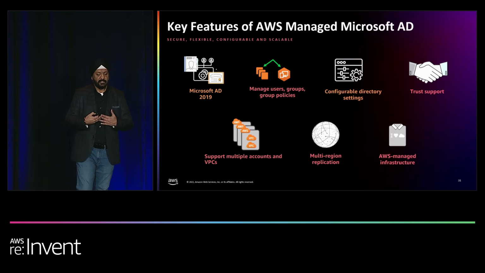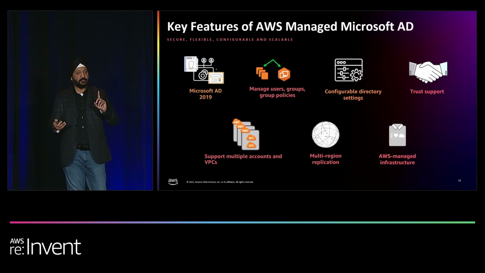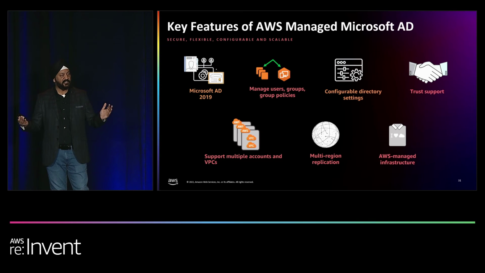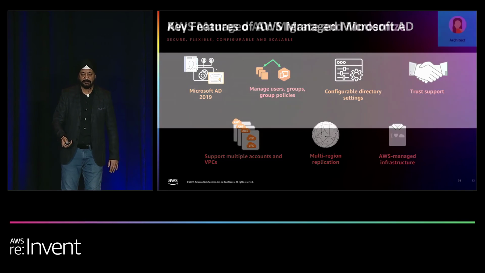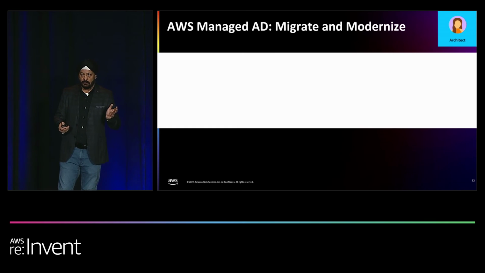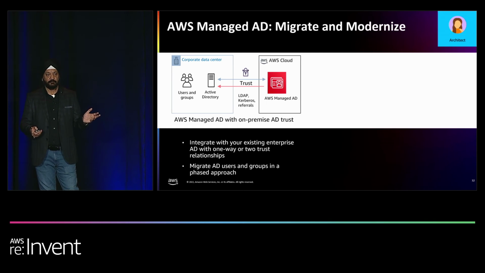Like I mentioned, it supports multiple accounts. You set it up once in your organization. It's available across accounts for you. It's a multi-region replication. AWS takes care of your domain controller replication in there. All you do is you enable or disable to say, I want it in this region or not in this region. And it's an AWS managed infrastructure. Who doesn't love that?